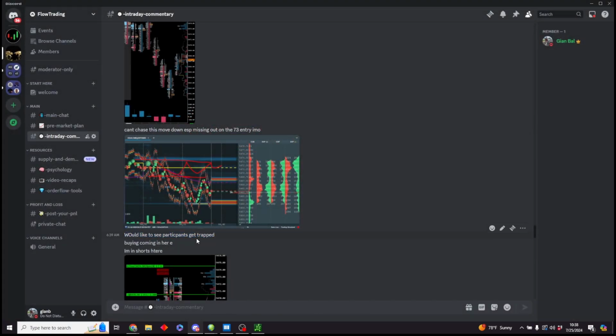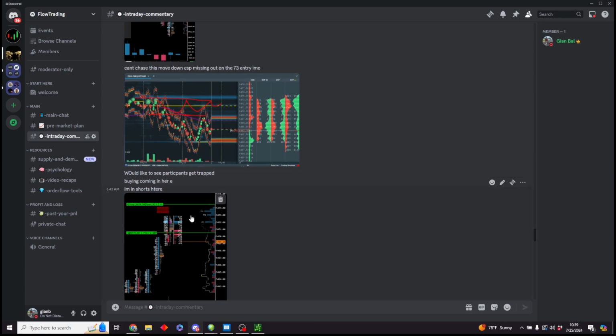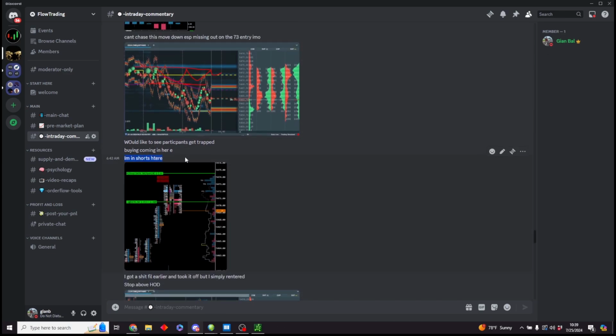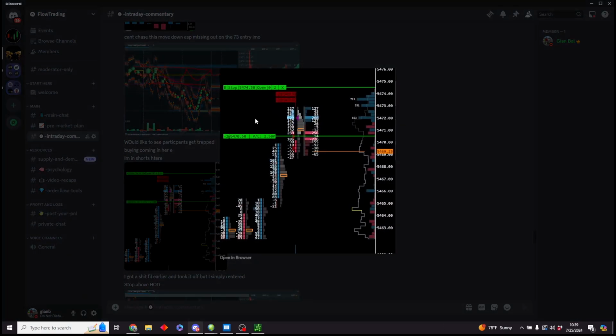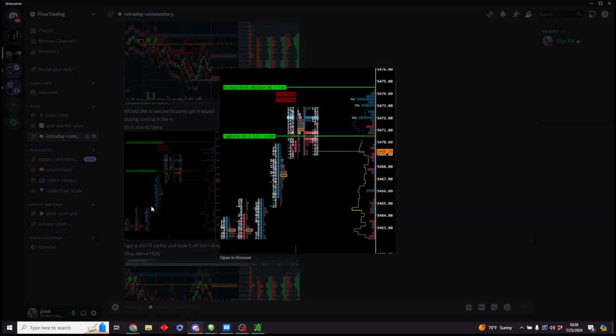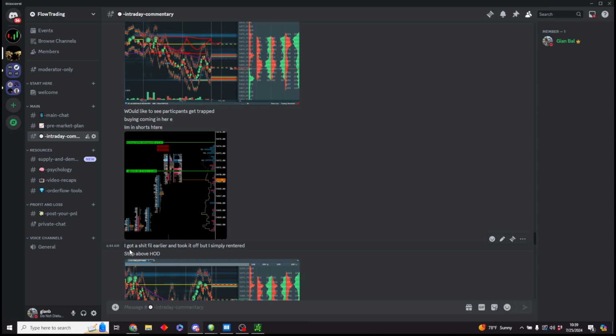What I said here is I would like to see participants get trapped. In real time, I saw buying coming in, and I took shorts. Entry at the 7.050s, risking 4 points. Before this, I actually got an entry, but I took it off because I got filled in late and I didn't like my risk. A good lesson to learn is we're in control of our positions, and at the end of the day, we're risk managers as traders.